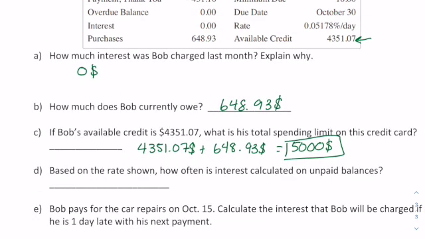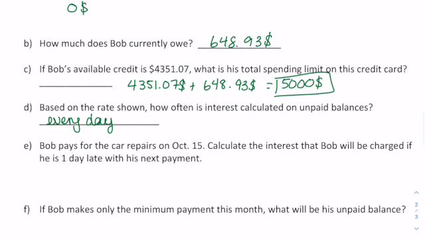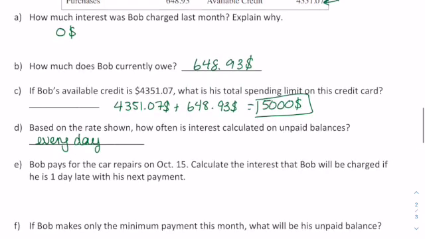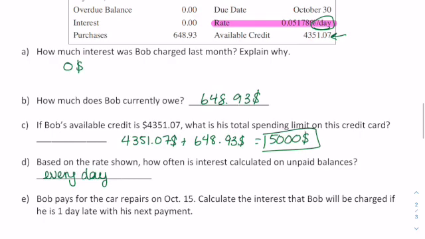Based on the rate shown, how often is interest calculated on unpaid balance? So the rate is right here, and it says per day. So every day gets calculated. So Bob pays for the car repairs on the 15th. Calculate the interest that Bob will be charged if he is 1 day late with his next payment. So we'll calculate what it is for 1 day to start with.